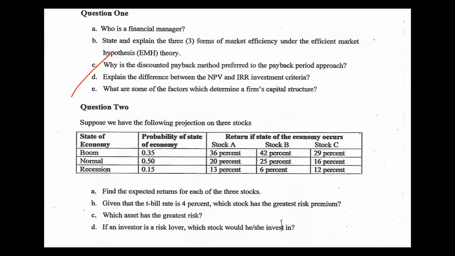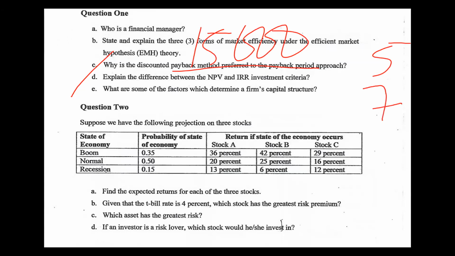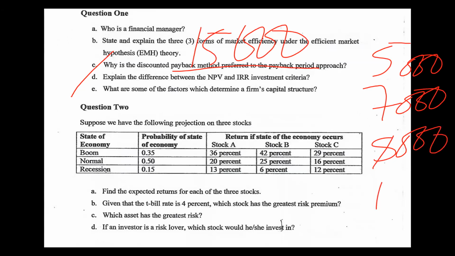So for example, if you invested, let's say 15,000, that is your initial investment. Then in the first year, you get 5,000, the other year you get 7,000, the other year you get let's say 8,000, the other year you get 1,000. So this shows that you are able to get all your money after how many years? After 3 years, isn't it? Yes. This one is called the payback period approach.